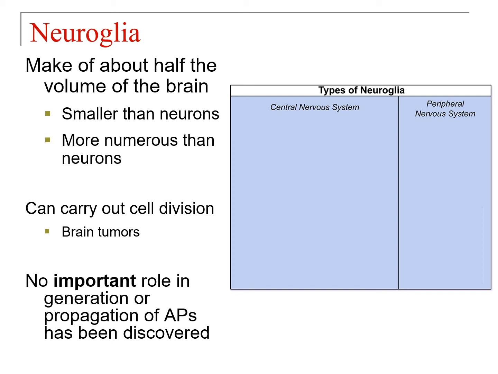So unlike mature neurons, neuroglia are going to carry out cell division, and this is the reason why they're the only type of cell that's actually responsible for brain tumors.